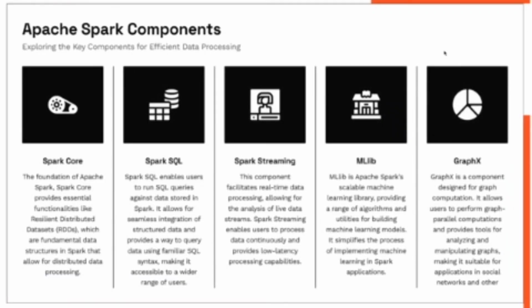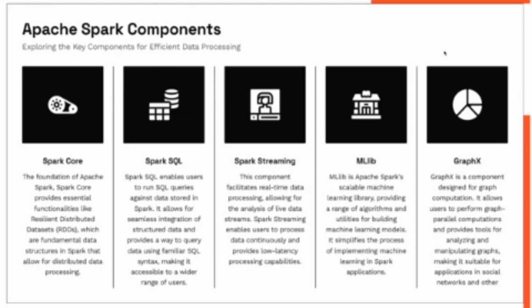I'll be talking about Apache Spark and its key components. The first is Spark Core. This is the heart of Apache Spark. It provides the foundation for distributed data processing using resilient distributed datasets, which are also called RDDs. Second is Spark SQL. This allows users to run SQL queries on data stored in Spark. It integrates well with structured data and makes it easier for users familiar with SQL.